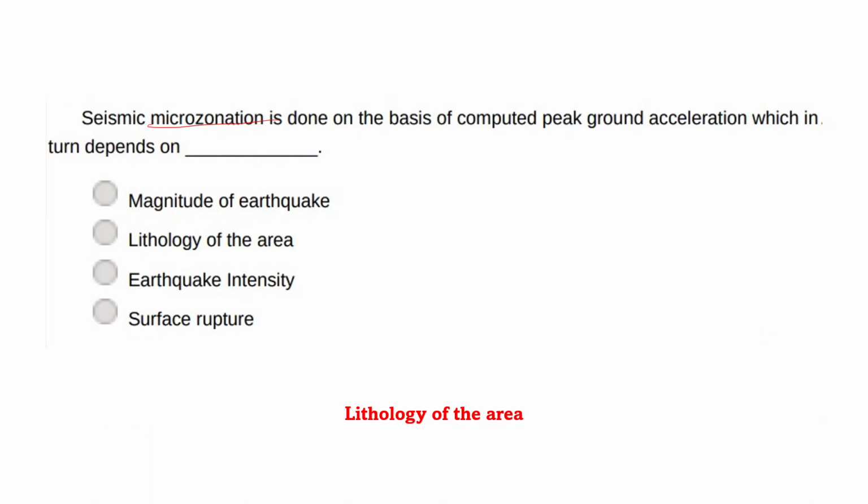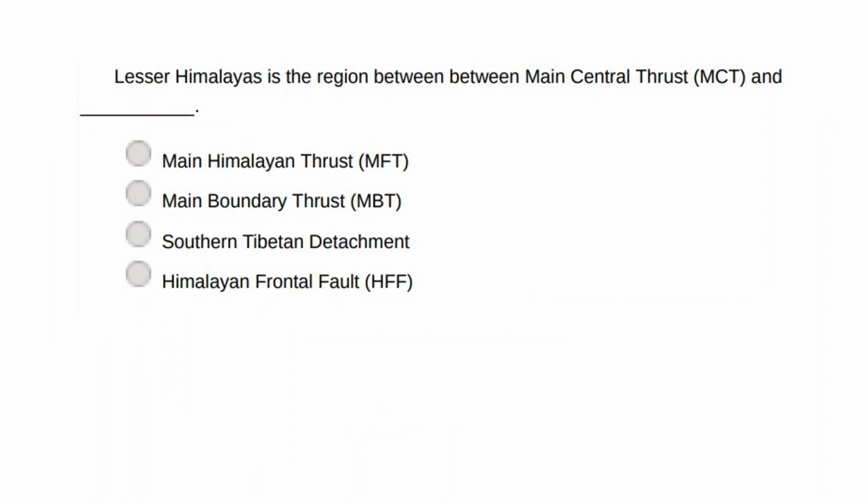Okay, thank you. So the next question: Lesser Himalayas is the region between main central thrust and dash. So it's basically, as I said, the Himalayas. If you know the answer, you can tell me the answer and then I'll explain. Or else, are you familiar with this? The main central thrust, the main Himalayan thrust, and all? Anybody? Okay, so I'm not sure if you're familiar with this.